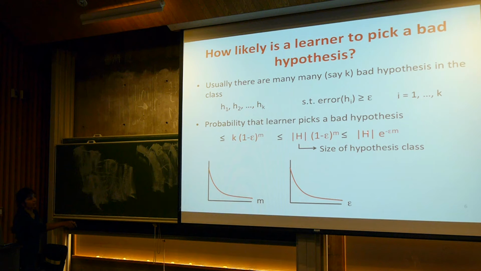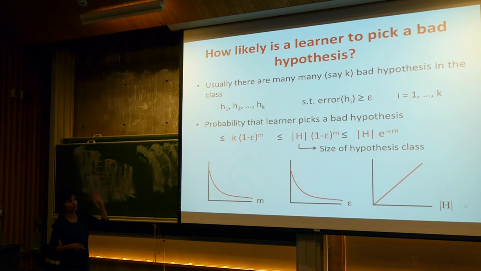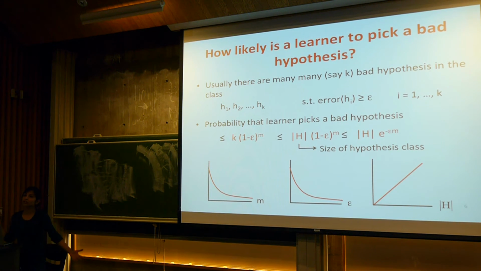And finally, the third thing is the size of the hypothesis space, right? You can see that here, your error actually increases the larger the class you search over, which again makes sense, right?